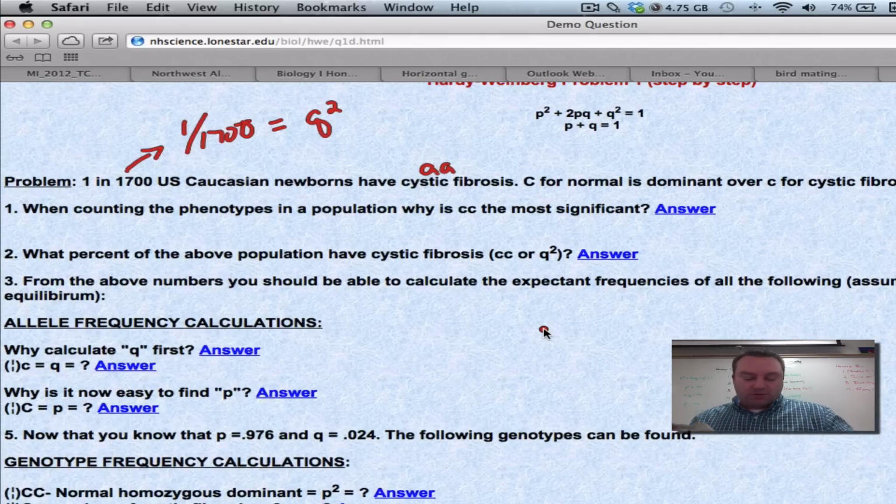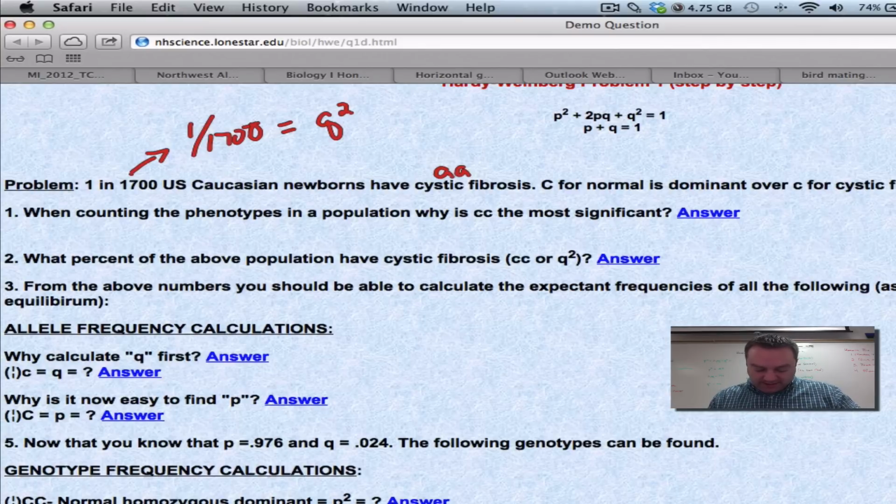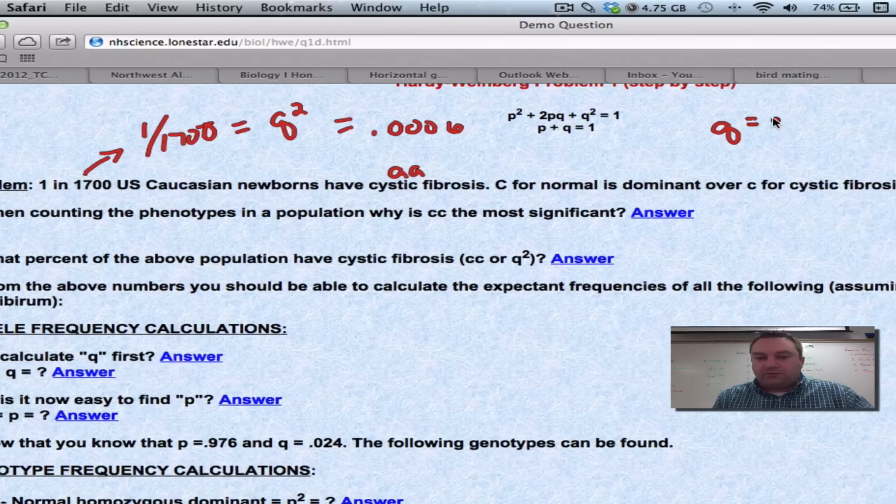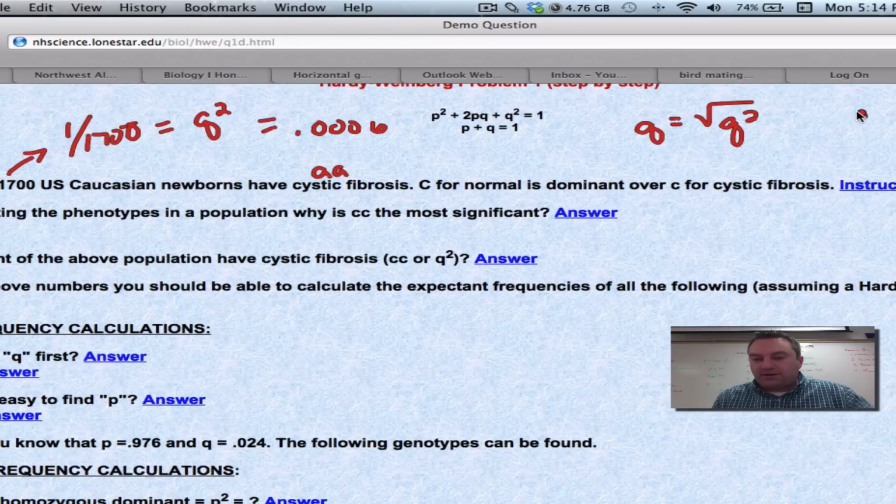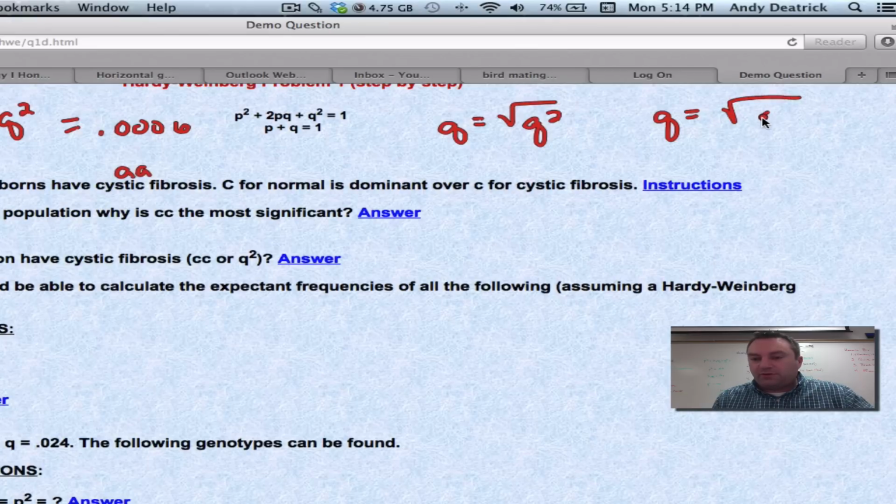So if you take your calculator, 1 divided by 1,700, it's going to come out to something really small, which is going to be equal to 0.0006, okay? Now, to figure out what Q is equal to, the square root of Q squared. So therefore, Q is equal to the square root of 0.0006. So we'll take the square root of that, and that comes out to a lot better number, which is 0.02. All right, now we need to solve for P.